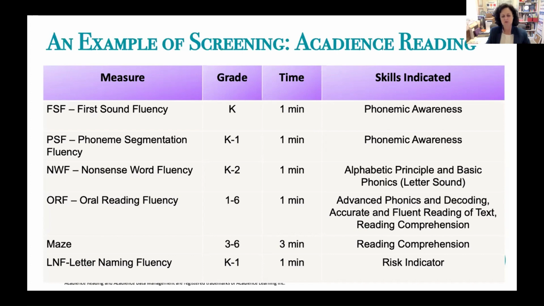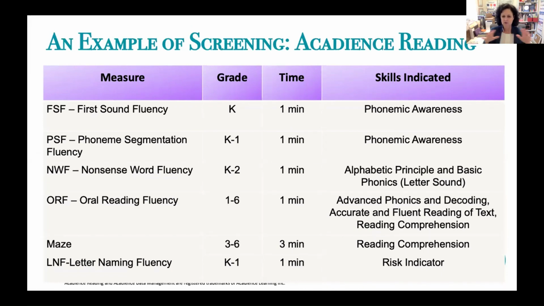When you move into fourth, fifth, and sixth grade, that relationship between words correct per minute on ORF and reading comprehension is still quite strong. It's not quite as strong. The correlation might be something like 0.7 or 0.8. So 2 or 3 students out of 10.